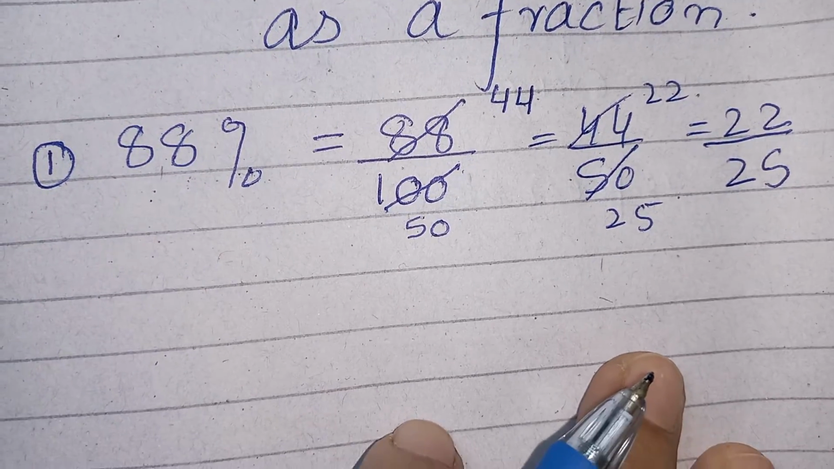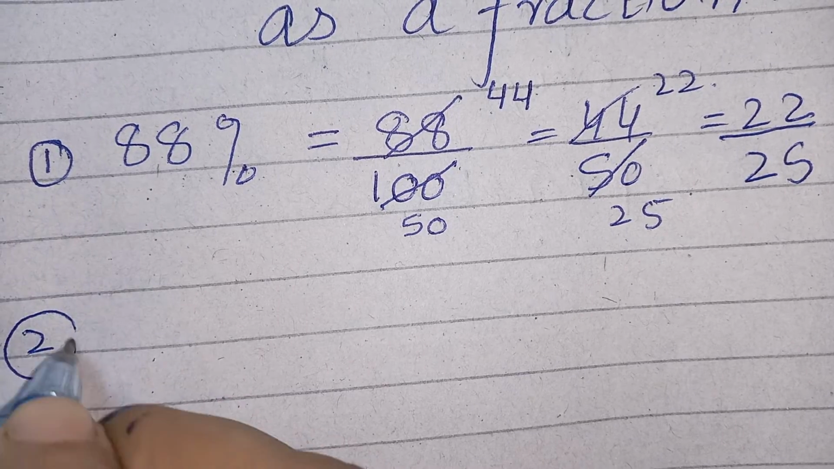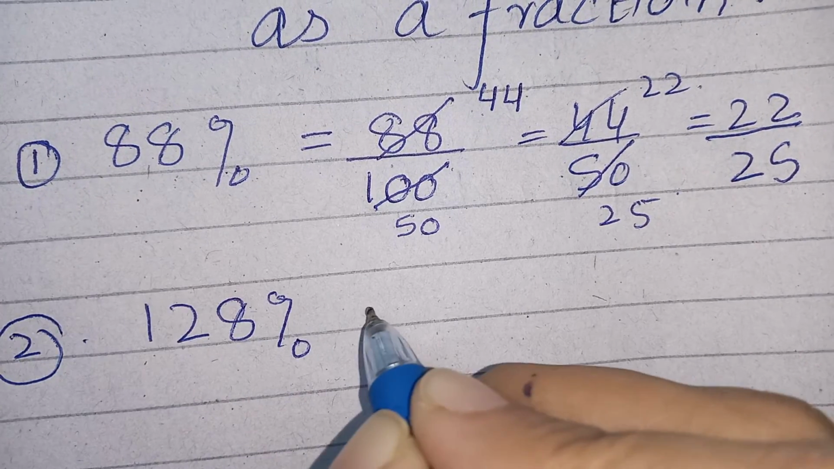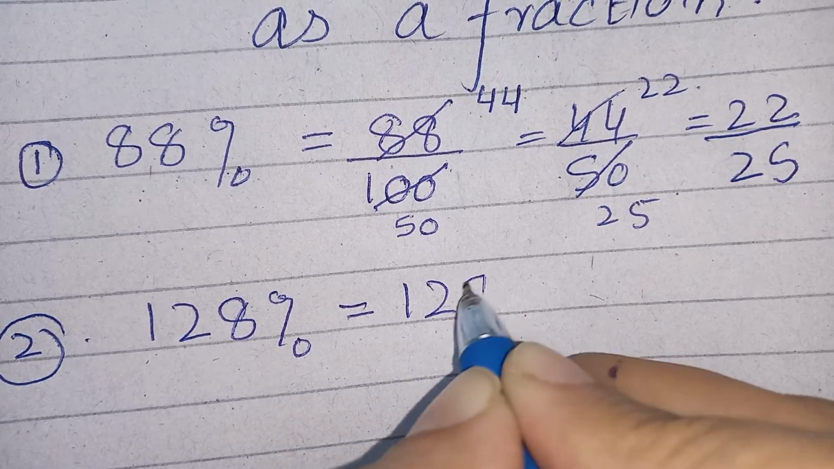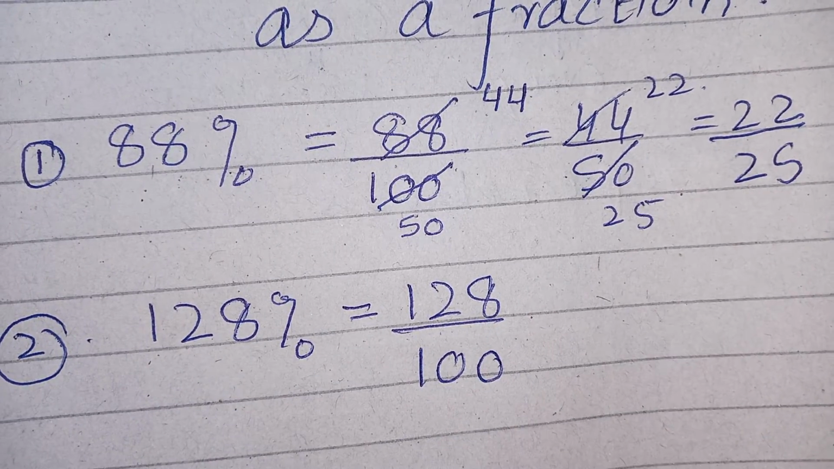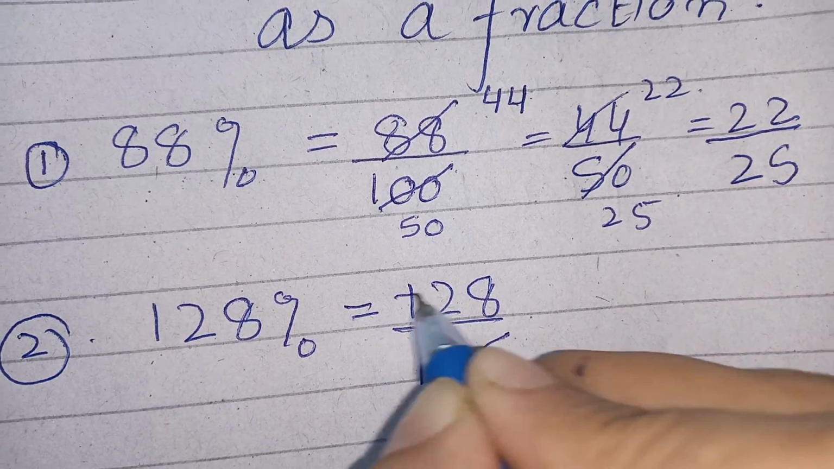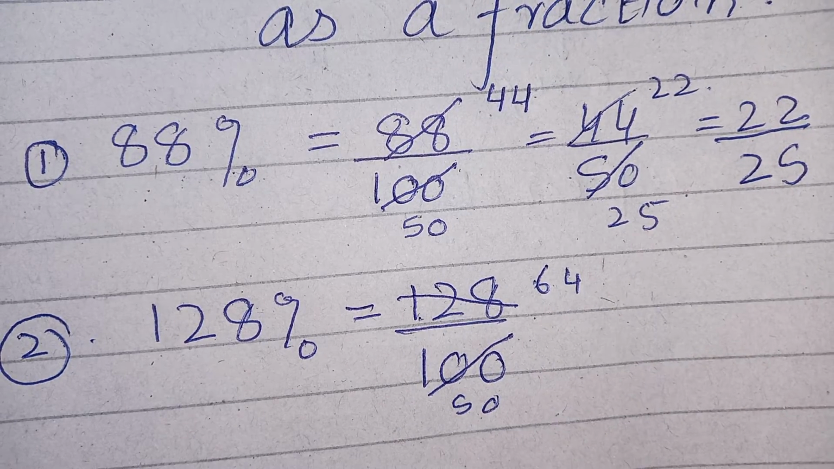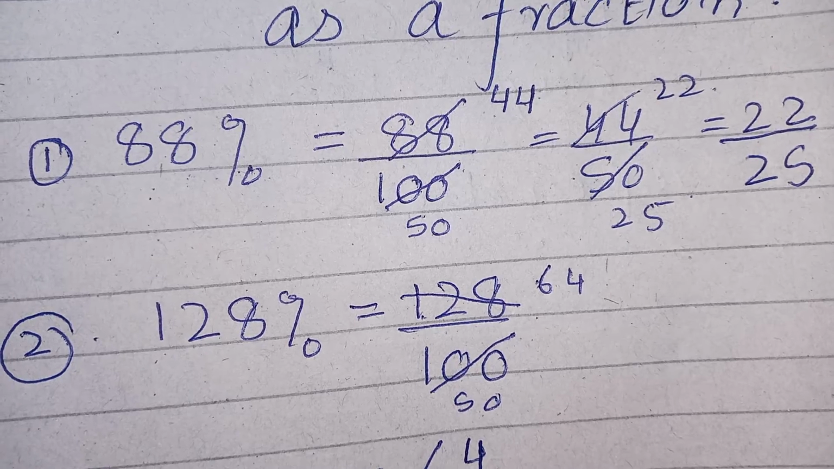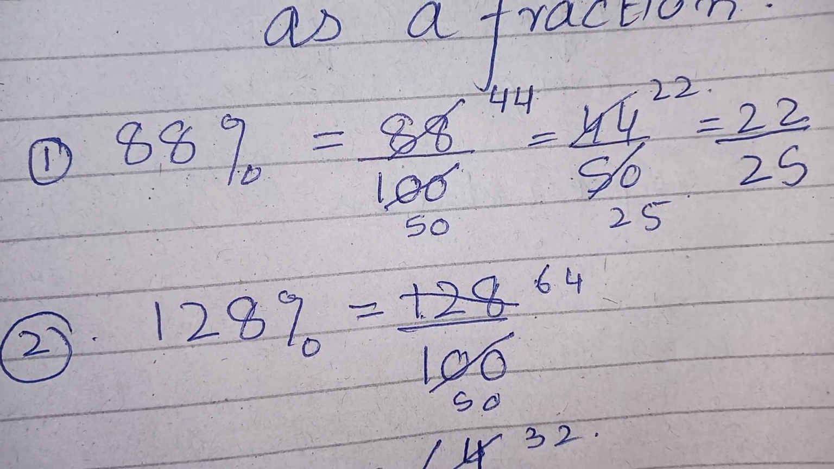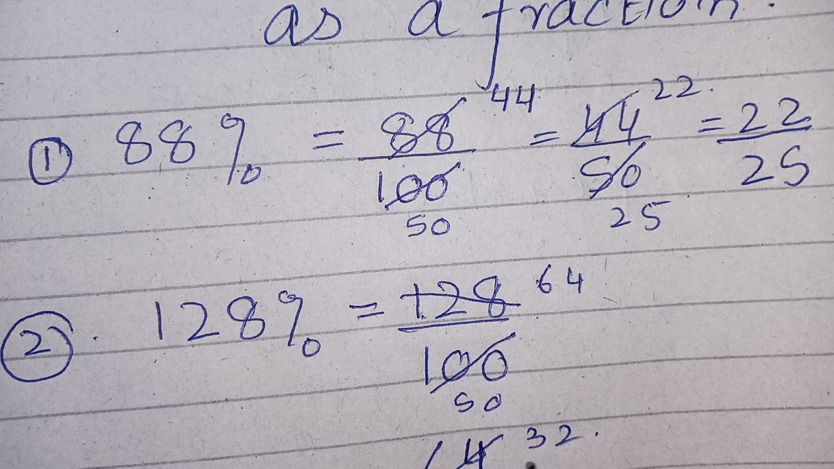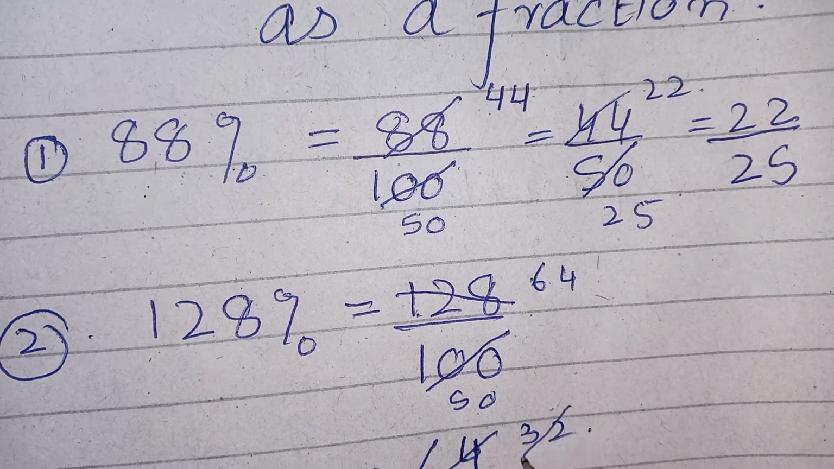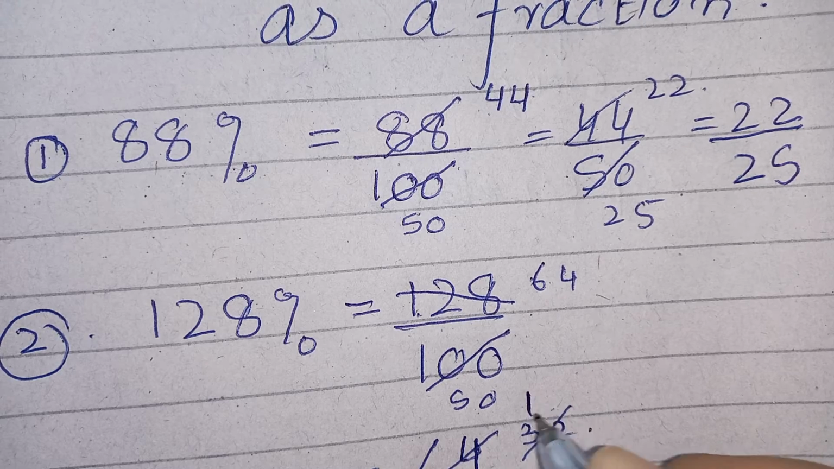Let's take one more example of 128%. When you need to convert it into a fraction, just write 100 in the denominator and start reducing it. 2 times 6 is 12, 2 times 4 is 8, and rewrite it as 64 upon 50 and start reducing it again. 2 times 32 is 64 and 2 times 25 is 50. Again reduce it.